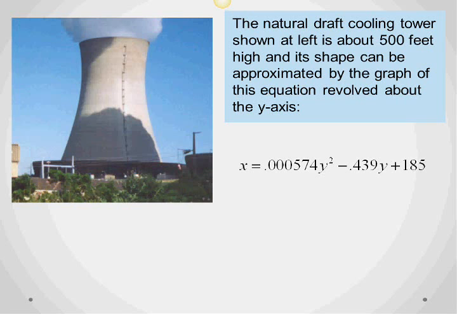So here is a situation where this would be the case. The natural draft cooling tower shown at left is about 500 feet high, and its shape can be approximated by the graph of this equation that's revolved around the y-axis. So here's an example of an equation that, if I revolve it around the y-axis, would form that cylindrical shaped tower.